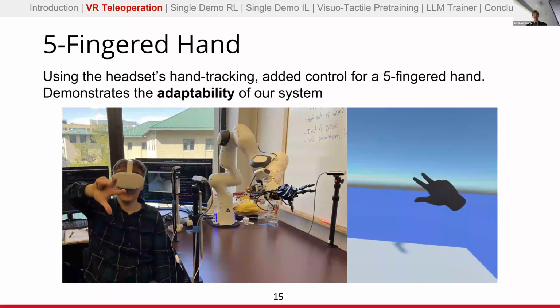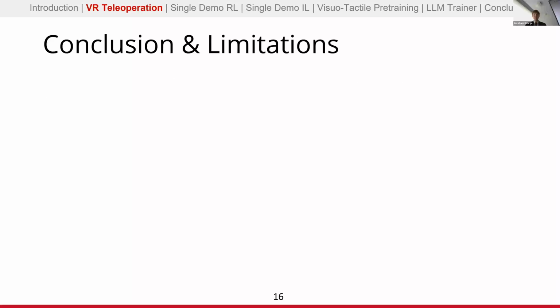Then finally, we did a 5-fingered hand teleoperation, where we used Unity's built-in hand tracker to track the location of each finger and use that to control a 5-fingered hand on the system. And this was just to once again demonstrate the adaptability of our VR system for novel configurations.